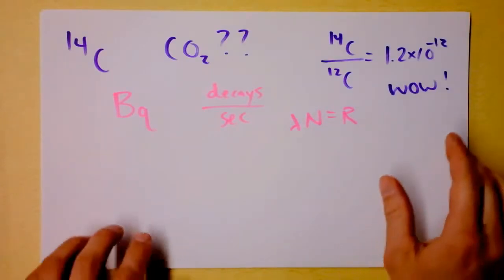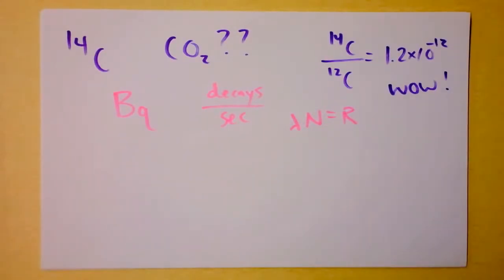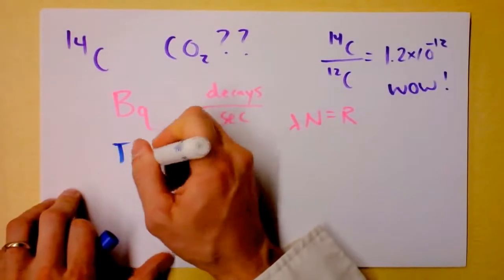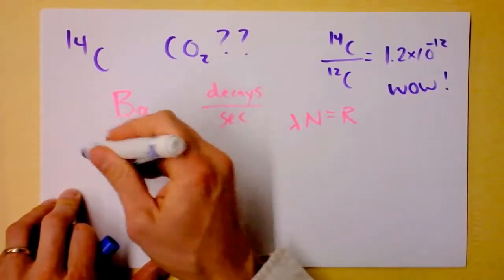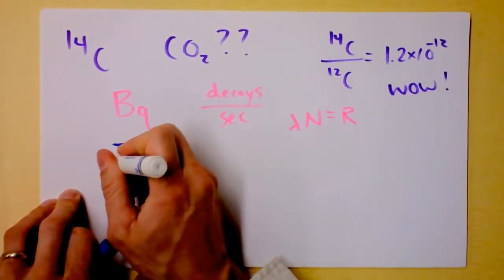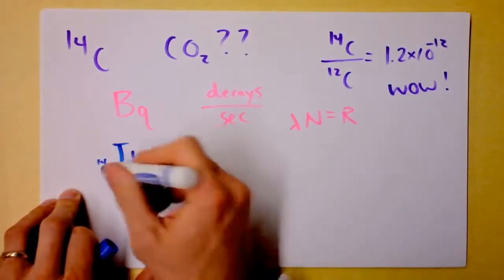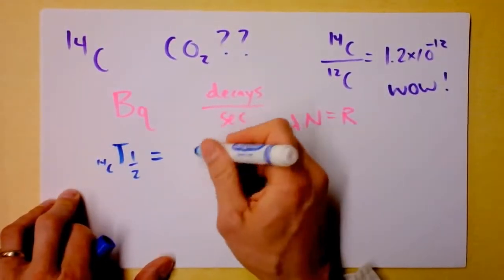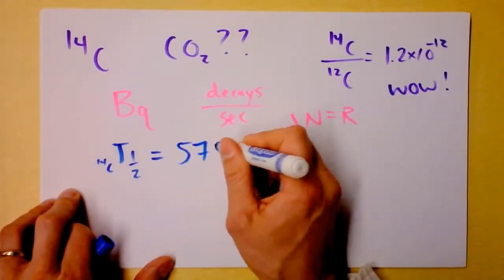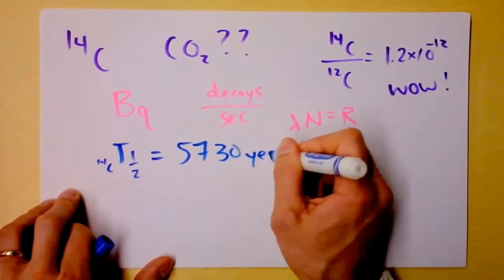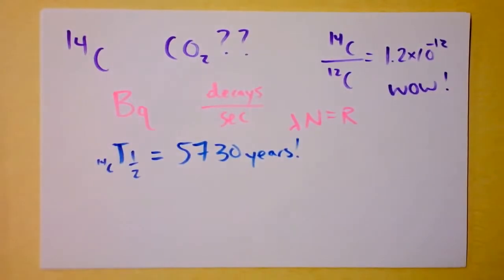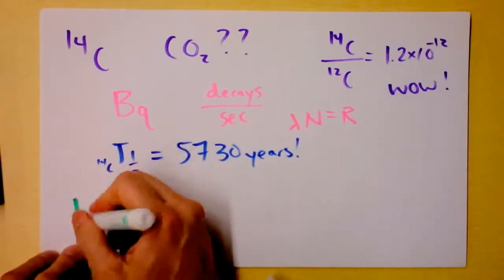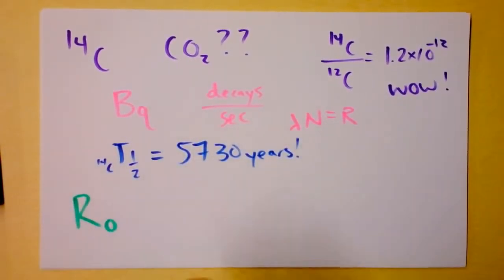Next up, we need the half-life, T1/2 of carbon-14. The carbon-14 half-life is 5,730 years. So what we're about to do is find the initial activity of the carbon sample, and that will be called R0.